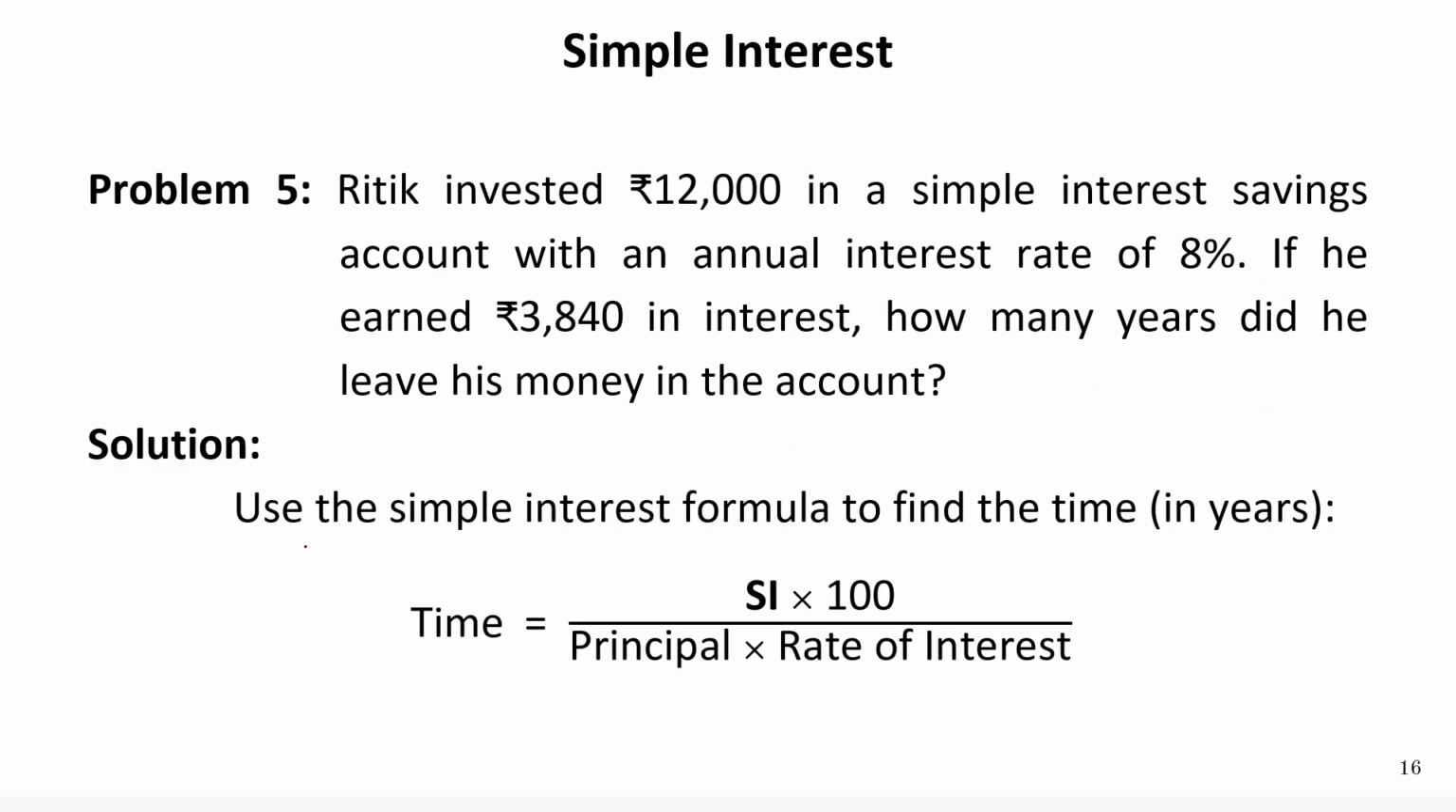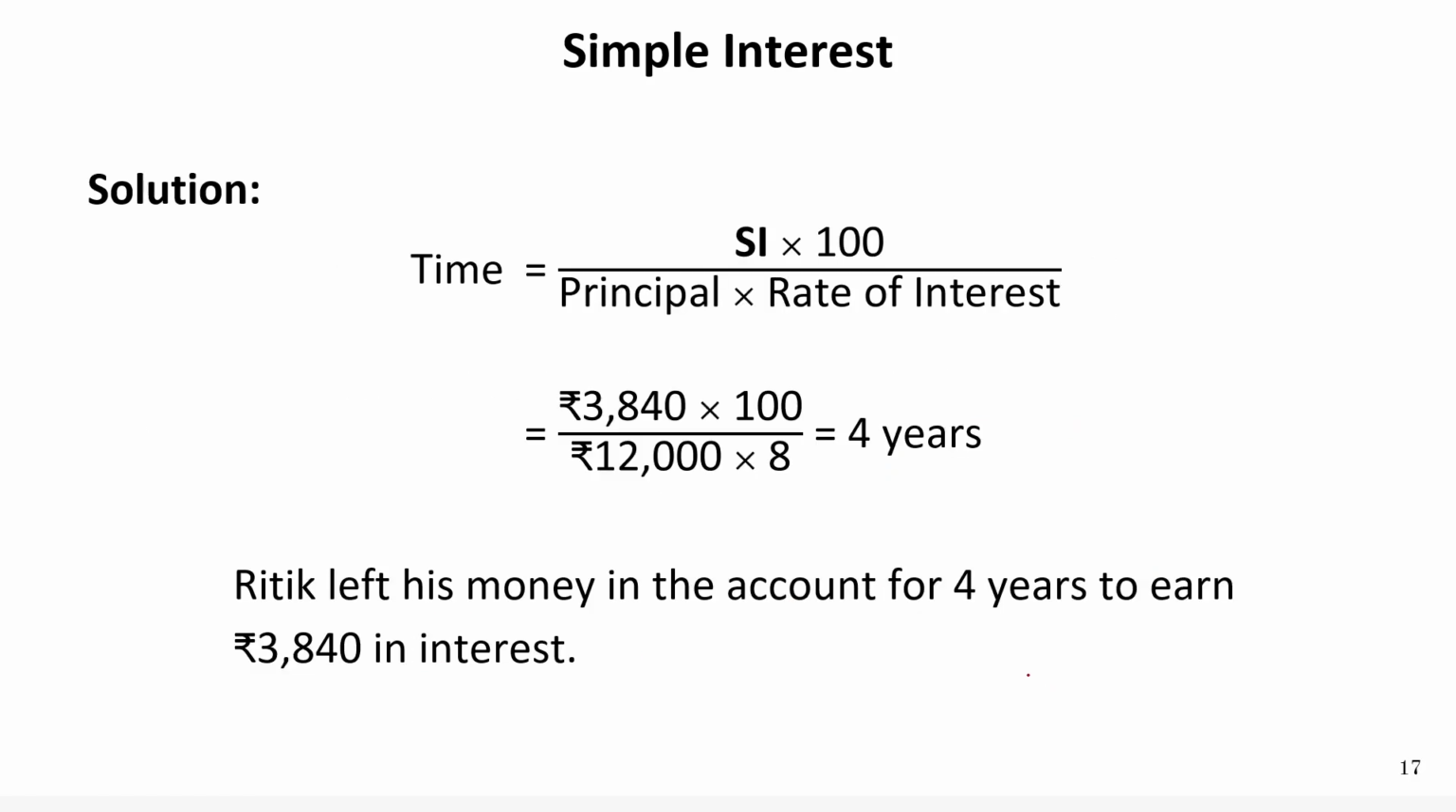So let's do the step-by-step solution, that is using the simple interest formula to find the time. So SI into 100 by principal into rate of interest, after taking the time, that is the unknown term here, into the left hand side, and taking all the known terms in the right hand side. So time is equal to SI into 100 by principal into rate of interest. This is equal to this much. So this is nothing but 4 years, as we have calculated right here. So Ritik left his money in the account for 4 years to earn this much amount, that is 3,840 in interest, using the simple interest.